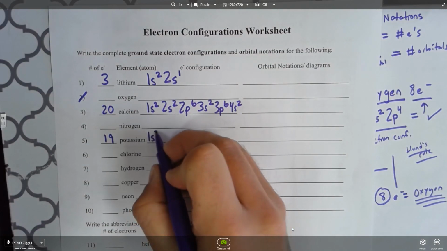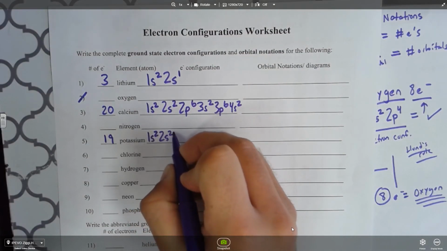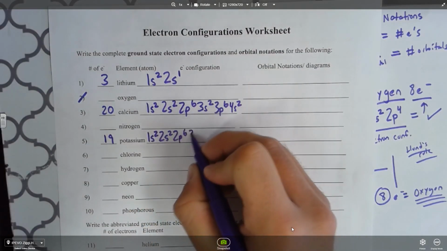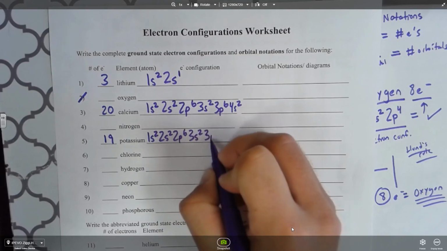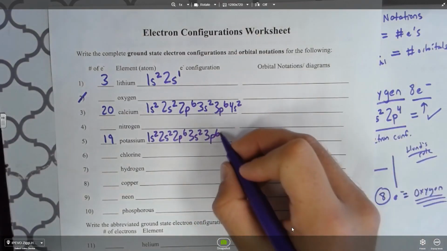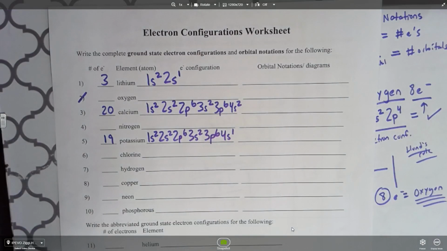So you start from the bottom up. It's the same. The only difference here is this is 4s1. It is one less in that block. We're going to do one more before we do one more orbital notation and call it a day. Okay. So we're going to do chlorine.